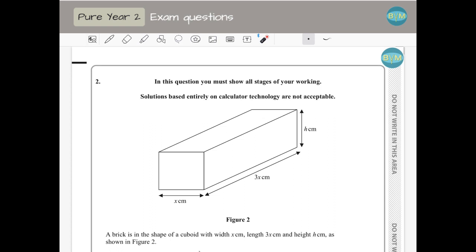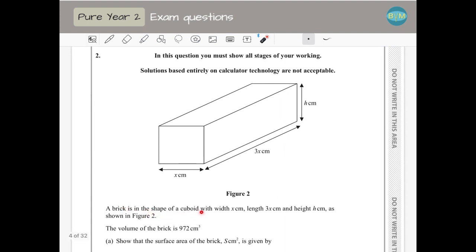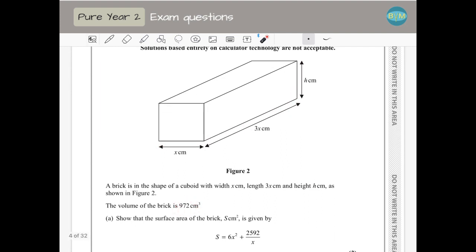Hello, this is question 2 on your paper P2 from January 2023 from Edexcel, from the International Papers. You have a brick in the shape of a cuboid. These are the dimensions, so x, 3x, and h. The volume is this value here. And we have to show that the surface area is given by this expression.